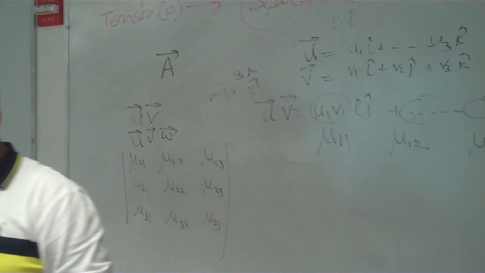Okay, I have a question. You just write next to it dyad or something. This is the representation which I read in the book.